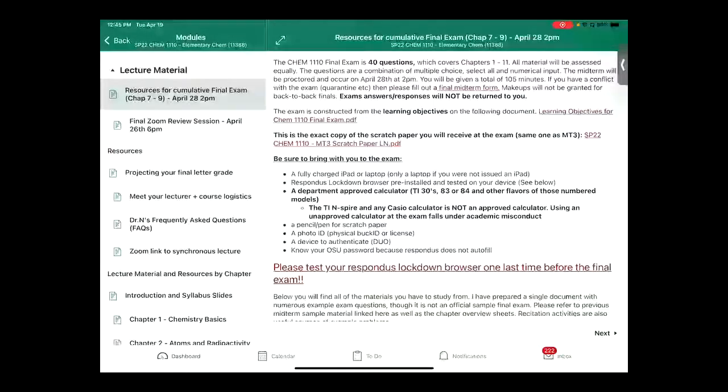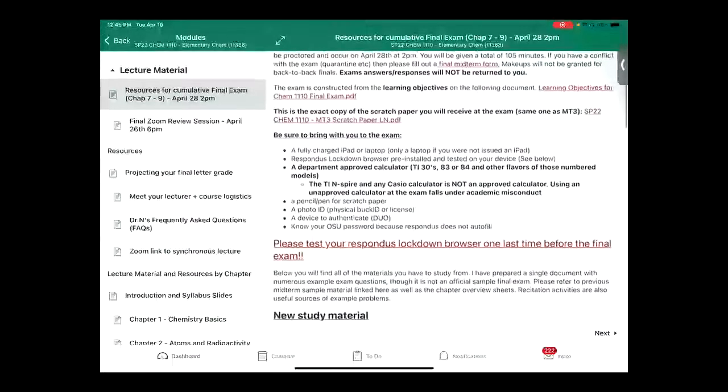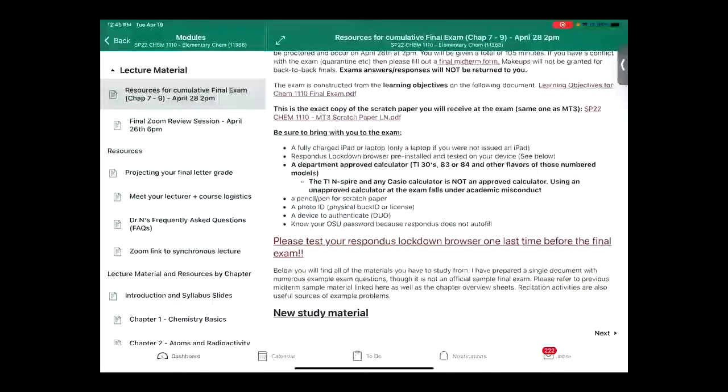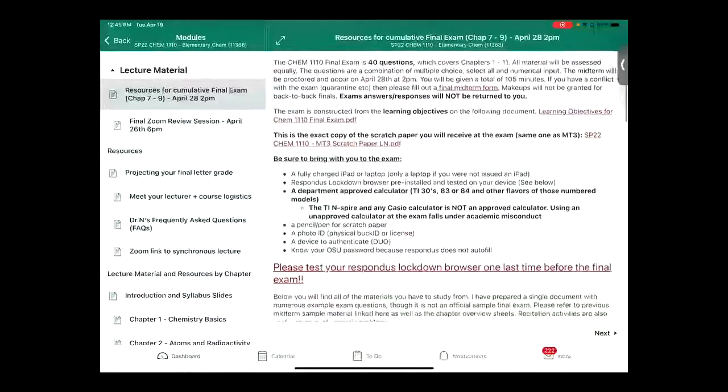So I put it at the top of the lecture module because I think it's super important. Basically, it's just like the midterm resources that I gave to you previously. It's just cumulative for the final. So here you will find the final makeup form. Final midterm, okay, so that's a typo.